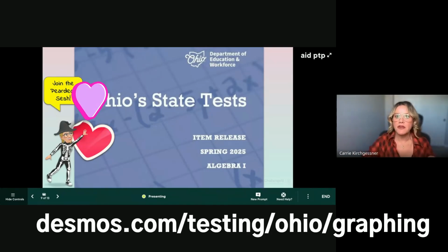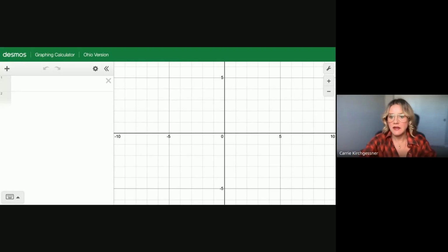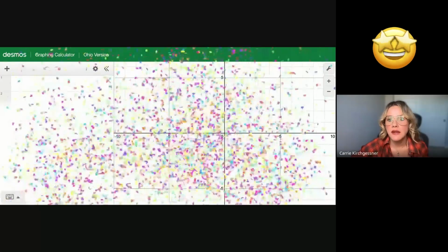So I'm going to drop that calculator link in the chat. Here it comes. This is the calculator that you guys will be using on the test. So go ahead and click on that link. I'll give you a minute to get there. It looks like this, what's on your screen right now. Woohoo, calculator. And we'll get going.